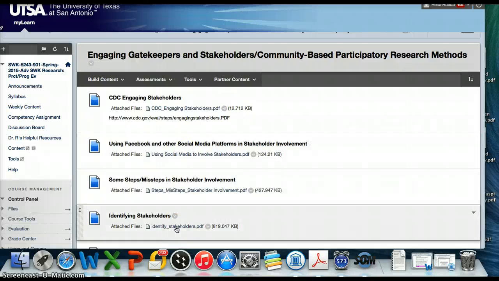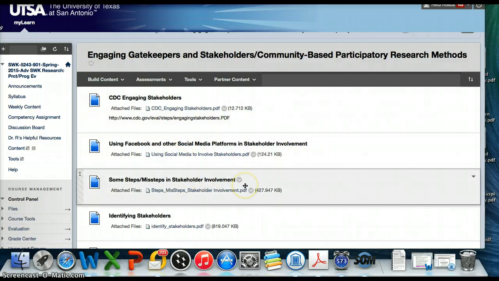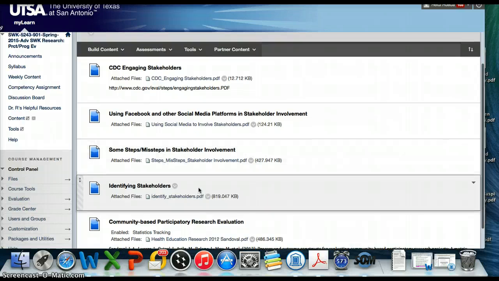I think especially helpful will probably be the Identifying Stakeholders PDF here, maybe the CDC Engaging Stakeholders, and then I found a couple of journal articles that discuss using Facebook and social media platforms, and then also some steps or missteps in stakeholder involvement.